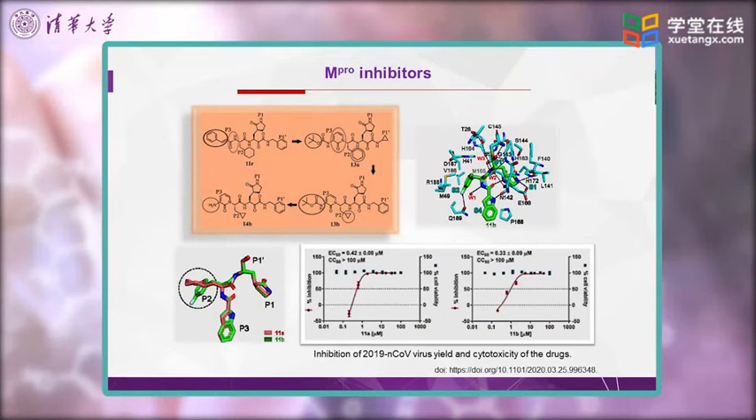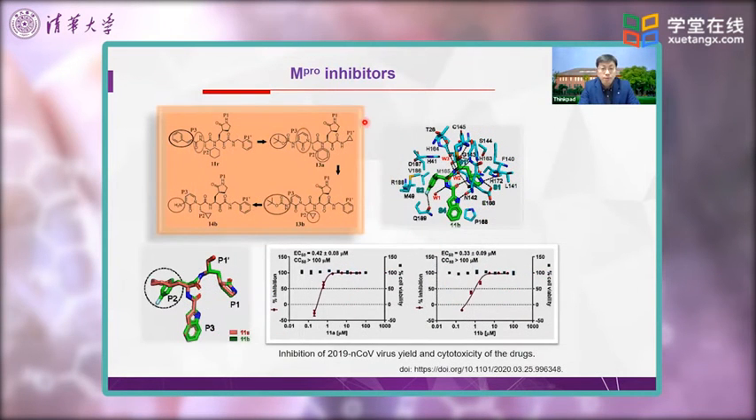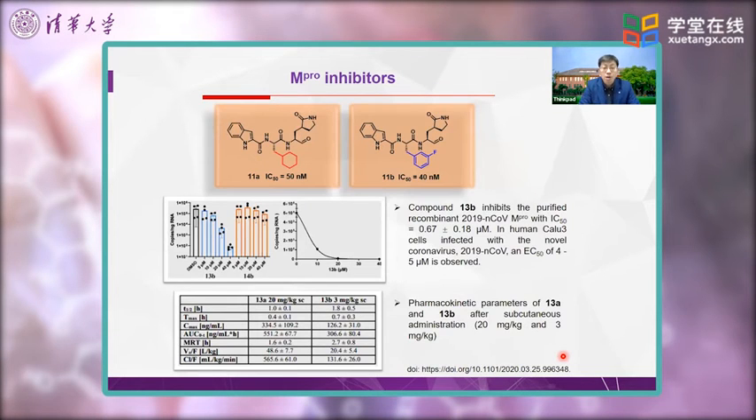This slide shows some structures of Mpro inhibitors. For example, here we can see 11A, 11B. Here is the structure of 13B, 13A. And here is the in vitro enzymatic inhibitory effect of 11A, 11B. On the top of this slide, we see clearly the structure of 11A and 11B. They have quite a good inhibitory effect against M protease.